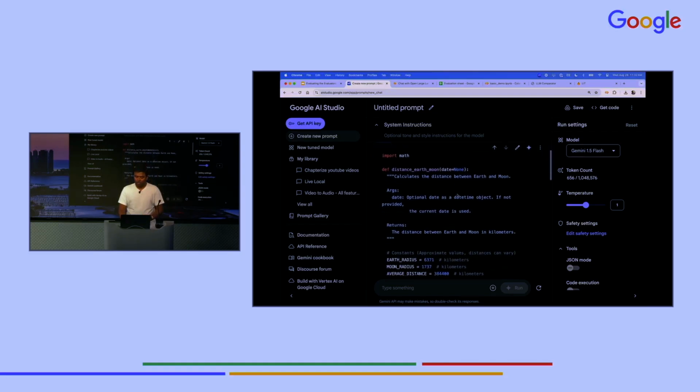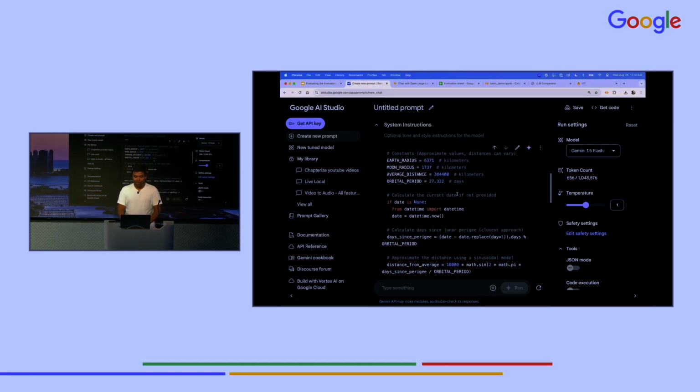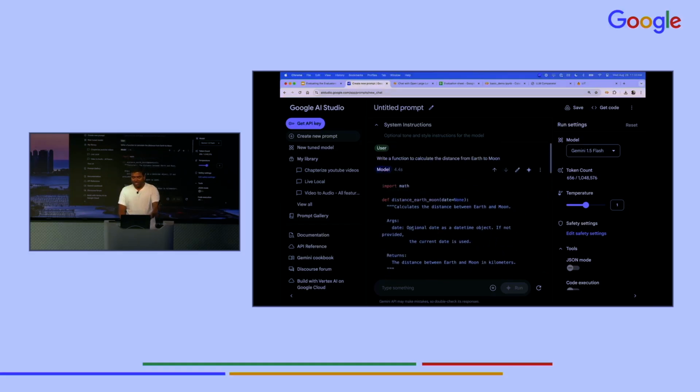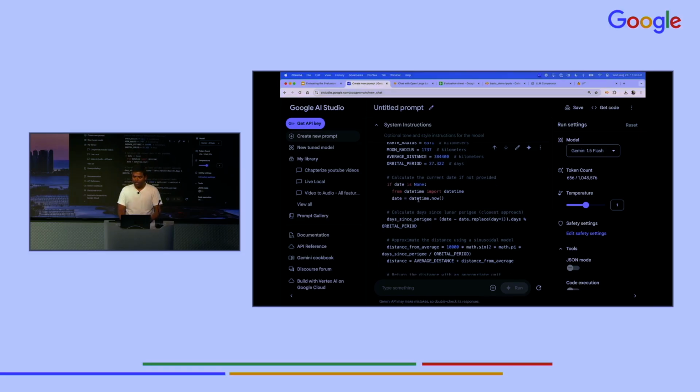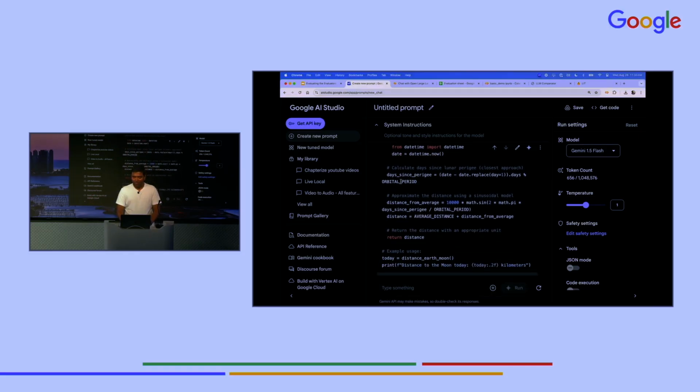This is the output. For anybody who has done any physics, there's actually no easy way to figure out the distance between Earth and Moon, because there's a lot of gravitational stuff that keeps going on. But the function does a very good approximation here. It uses a lot of constants. It writes the constants in here. It uses the date to figure out where in the moon cycle we are, and based upon that, it figures out the orbital distance.